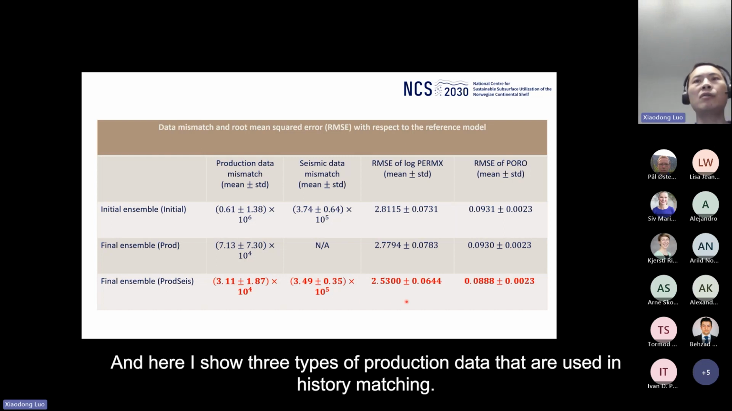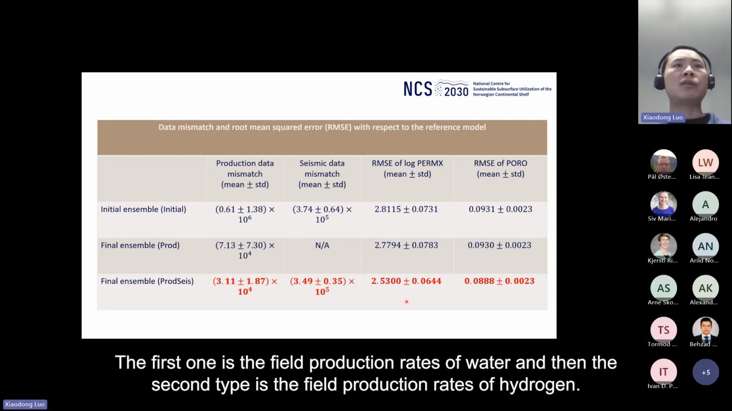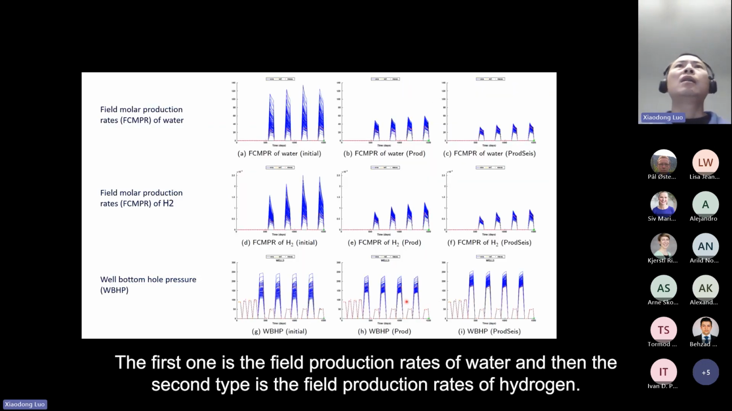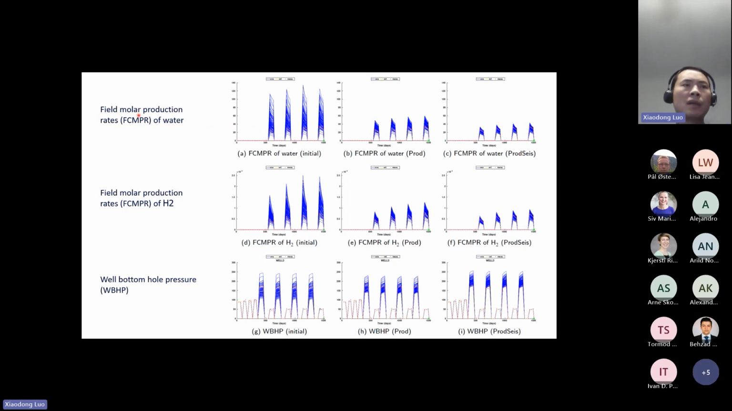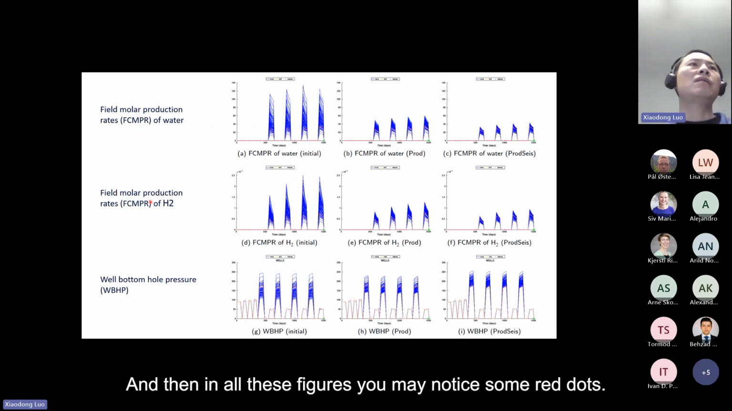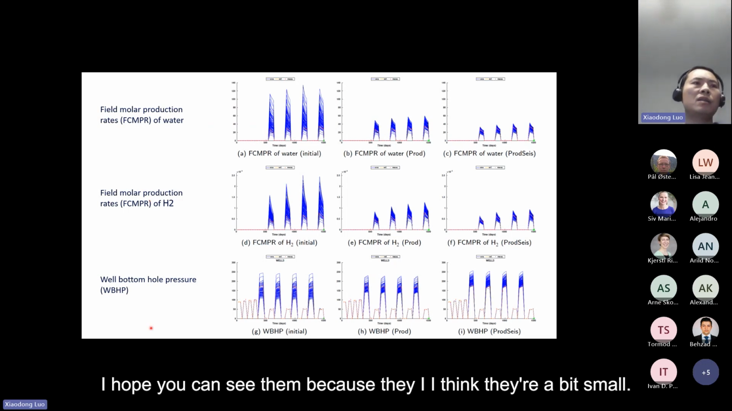And here I show 3 types of production data that are used in history matching. The first one is the field production rates of water. The second type is the field production rates of hydrogen. And the last type is the well bottom hole pressure. In all these figures, you may notice some red dots. I hope you can see them because I think they are a bit small.